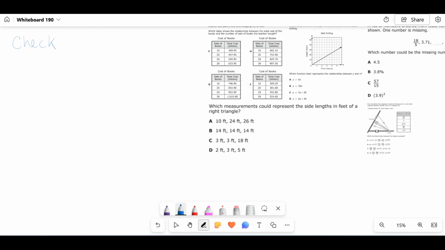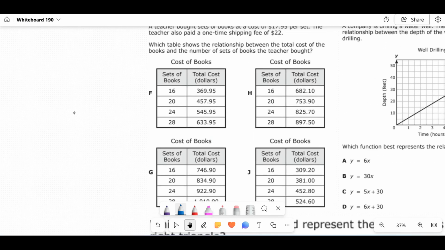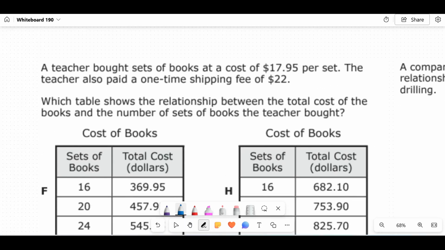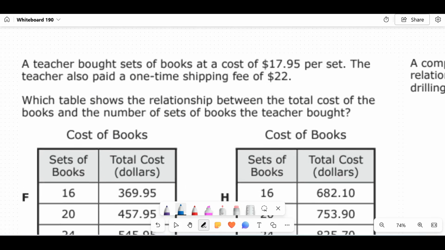Without further ado, we're going to go ahead and dive right into our problems here, and we're going to take a look at this first problem. A teacher bought sets of books at a cost of $17.95 per set. The teacher also paid a one-time shipping fee of $22. Which table shows the relationship between the total cost of the books and the number of sets of books the teacher bought? So first off, there's a lot of information going on in this problem, so I'm going to go ahead and utilize my cubes method to bring down the amount of information that is going on.